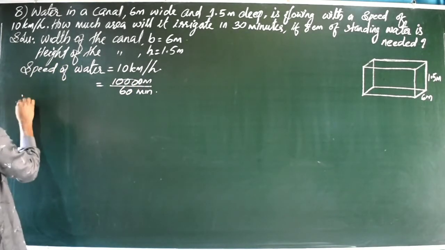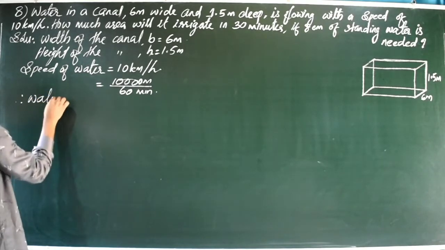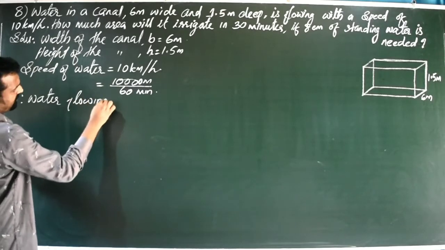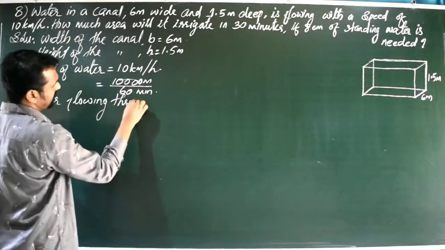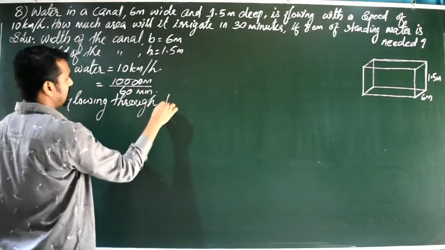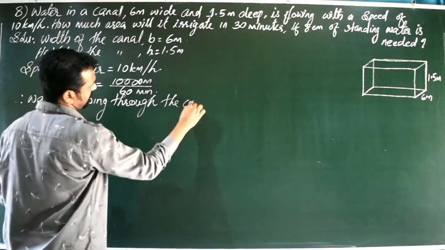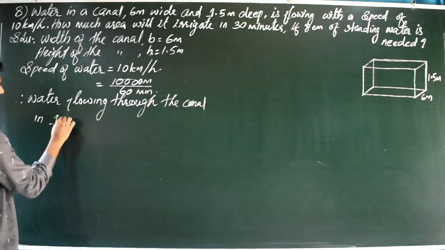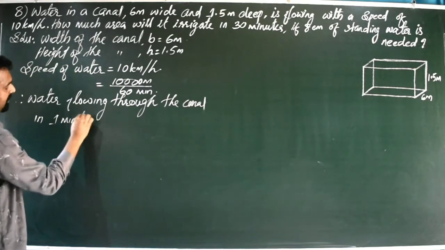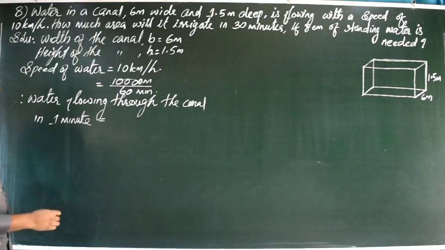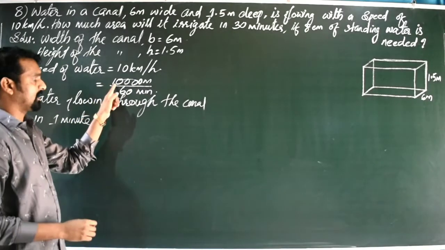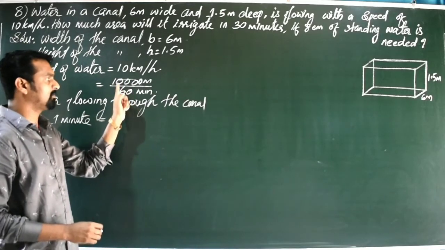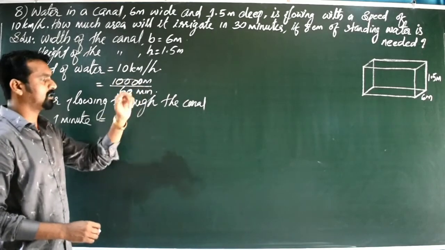Therefore, water flowing through the canal in 1 minute is equal to, how much will it come? 10,000 meter per 60 minutes. That is, in 60 minutes it will cover 10,000 meter.